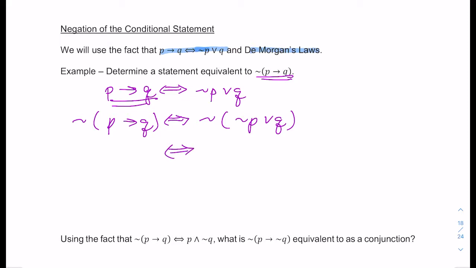Now I don't have to do anything to the left side. To the right side, think of this as distributing a negative. So a tilde times a tilde, a negative times a negative, is a positive. And then a tilde times Q would be tilde Q. And remember, when you negate an or, it becomes an and. So therefore, what we just proved was that the statement, it is false that if P then Q is equivalent to P and not Q.